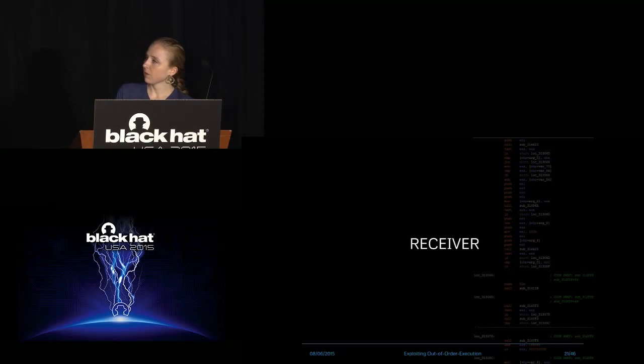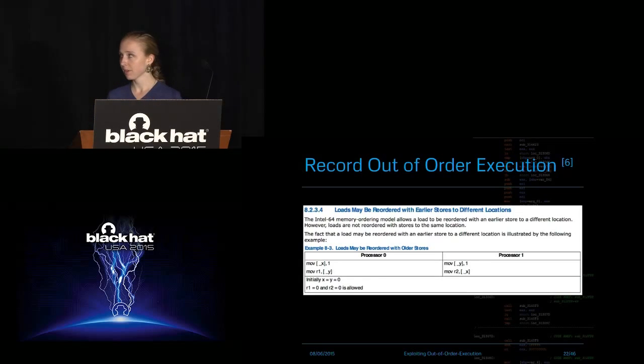So to receive information or to receive artifacts from the pipeline, we want to be able to record out-of-order executions. So we want to be able to know when the processor reordered our instruction sets that we gave it based on the returning values. So like any good presentation, we have a picture of the Intel manual. And basically, this is just telling us that the out-of-order execution case is possible by giving us this simple example.